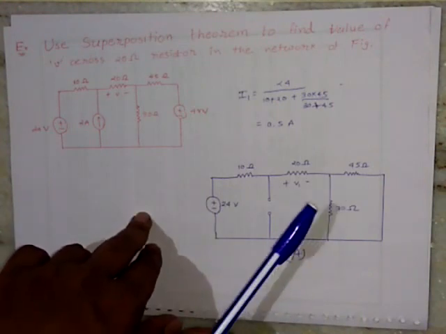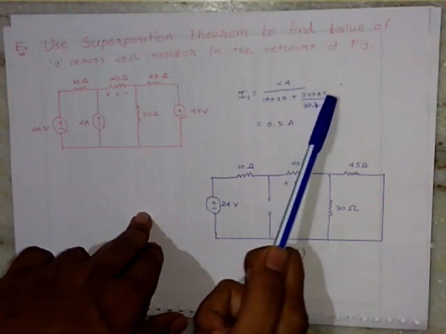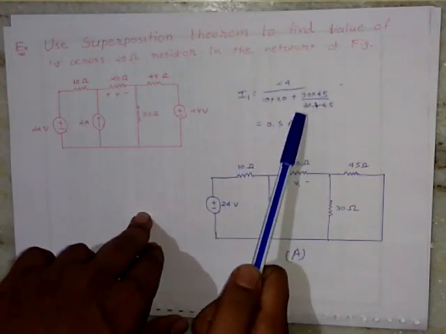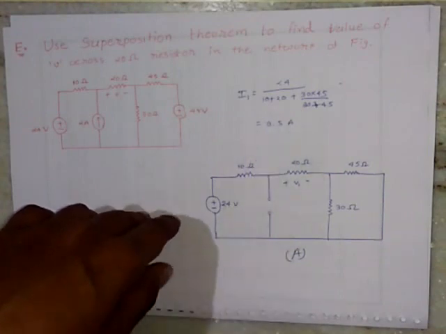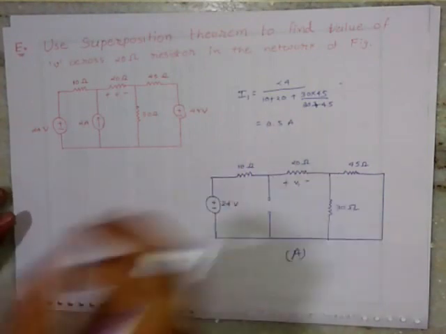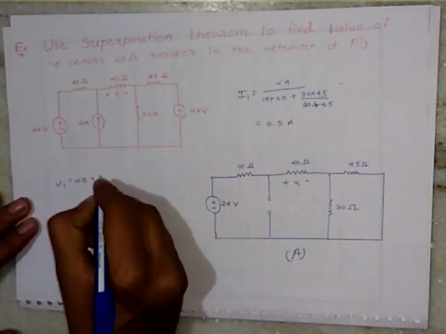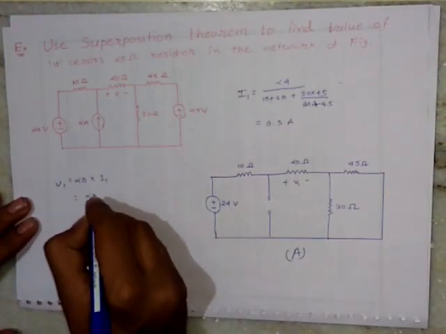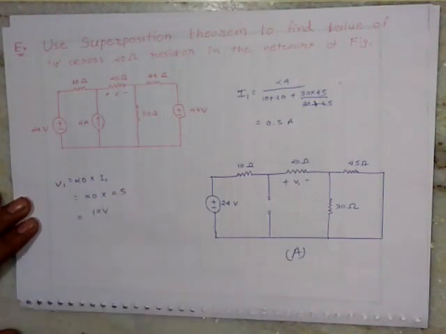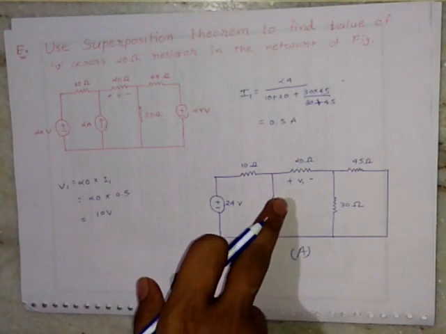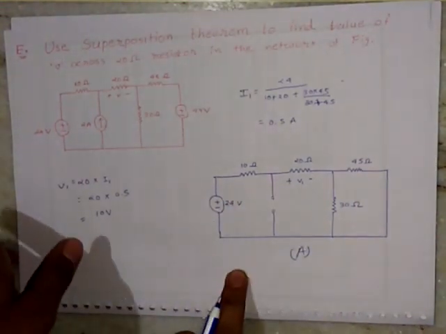For that we need to apply the parallel rule, and that parallel rule is 30 multiplied by 45 divided by 30 plus 45. The equivalent answer will be 0.5 ampere. Hence the voltage across the 20 ohm resistor will be equal to 20 multiplied by I1, which is 20 multiplied by 0.5, equal to 10 volt. Hence this is the voltage due to the 24 volt source across the 20 ohm resistor.